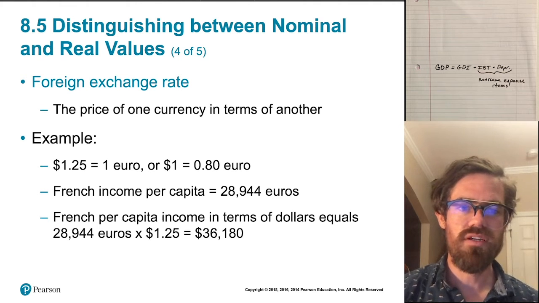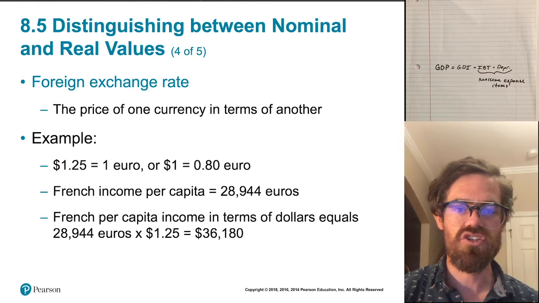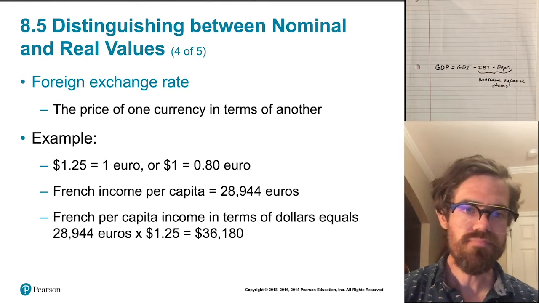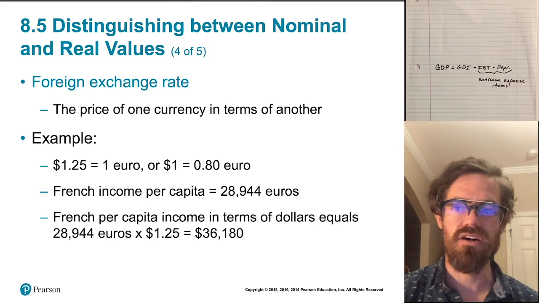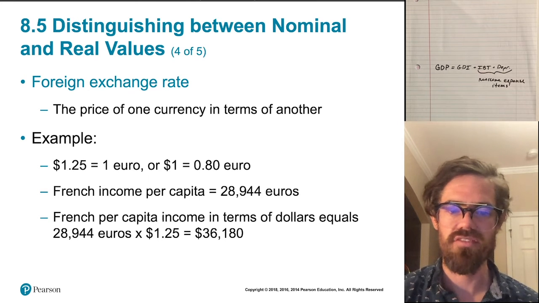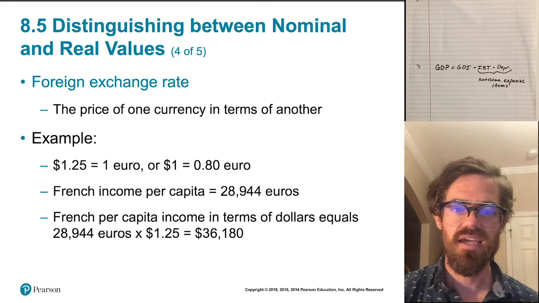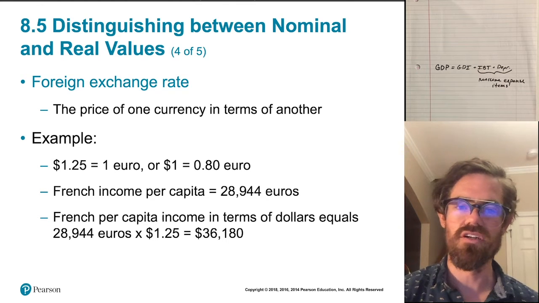Something else that's important is the foreign exchange rate. This is just the price of one currency in terms of another. So, for example, a euro might cost $1.25, or vice versa, a dollar might cost 0.8 euro. So this is what a foreign exchange rate is. It's just purchasing one currency with another.